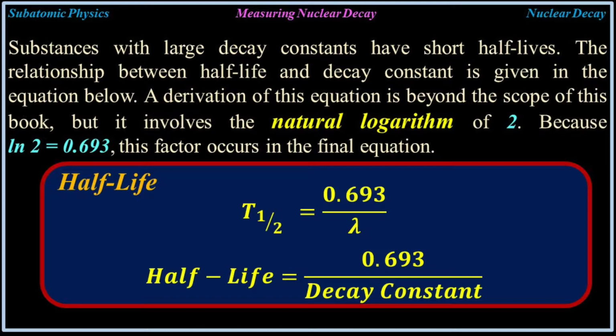Substances with very large decay constants have short half-lives. The relationship between half-life and decay constant is given in the equation below. A derivation of this equation is beyond the scope of this book, but it involves the natural logarithm of 2. Because the natural log of 2 is 0.693, this factor occurs in the final equation. Half-life equals 0.693 over lambda. Half-life equals 0.693 divided by the decay constant.